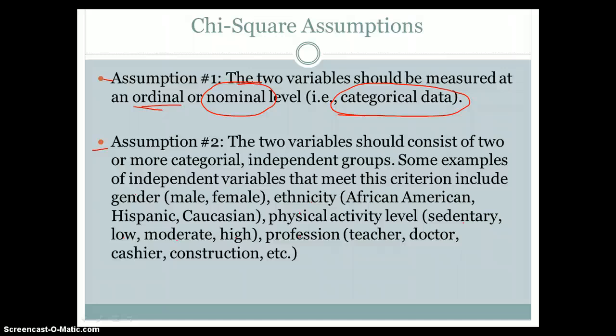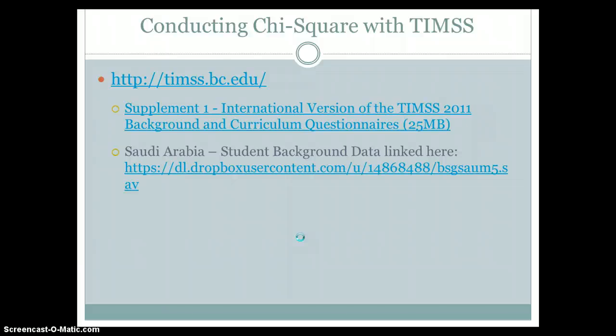All right, so we have to meet these two assumptions moving forward in order to do the chi-square test for independence. And we're going to do our actual example using the statistical software program SPSS and a data set that comes from the Trends in International Mathematics and Science Study, or TIMSS. We're going to start by going to this website. I'm going to show you where you can get this supplement, which has the international version of the TIMSS background and curriculum questionnaires. And then we're actually going to download and analyze this data, the student background data, for the 8th grade sample of students from the Kingdom of Saudi Arabia.